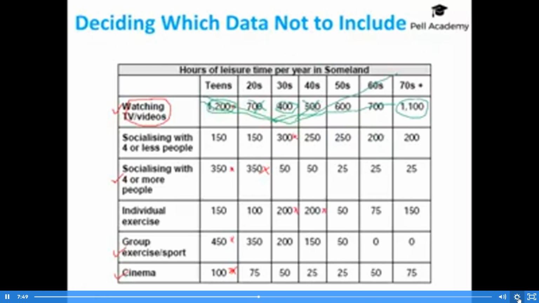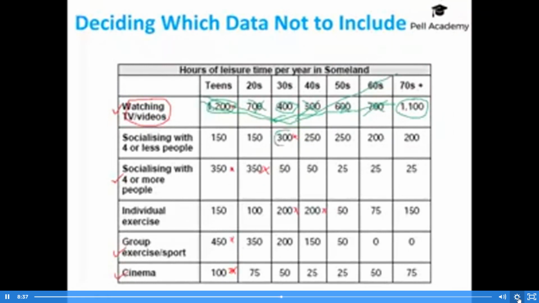I'm going to be referring to it like this, for example, in the category watching TV and videos: teens spent the most number of hours at 1,200, and the number of hours decreased as we go up the age range until it hits 400 hours per year for people in their 30s. After this, it continues to increase as the age rises until it gets to 1,100 hours for people in their 70s and over. So I'm only including those 3 points of data, and I'm not including any of the others.